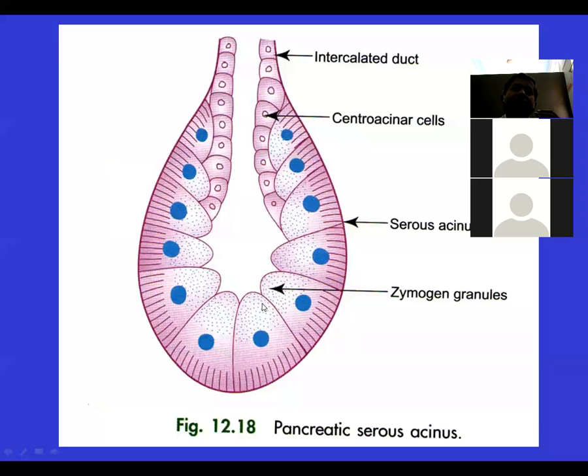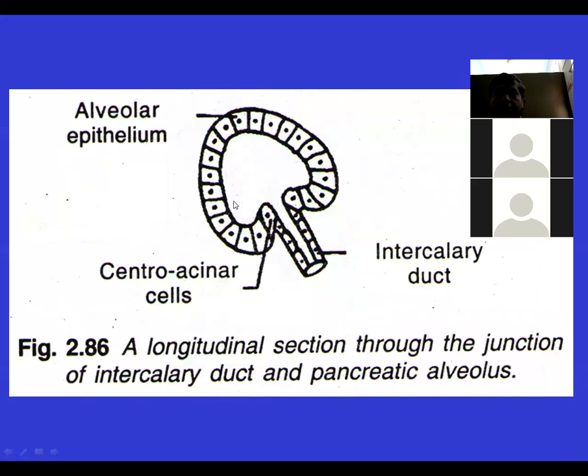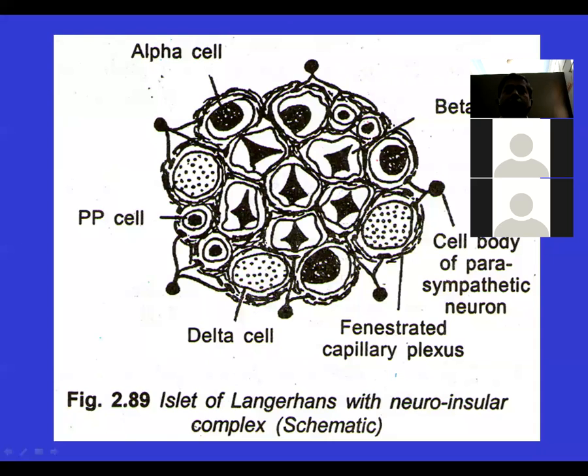This is one cell. Above, at the apex, we get the zymogen granules, with a centrally placed nucleus, and the cells are columnar in shape. This is the duct system, the intercalated duct. Same here, you can see this is the islets of Langerhans, the endocrine part of the pancreas. These islets of Langerhans have three types of cells: alpha, beta, and delta.